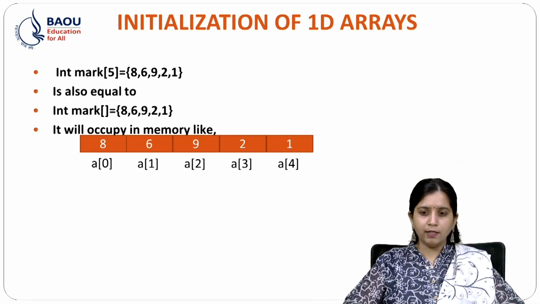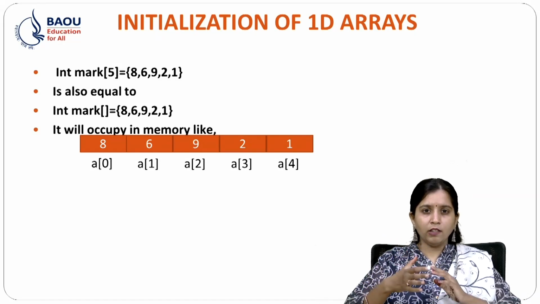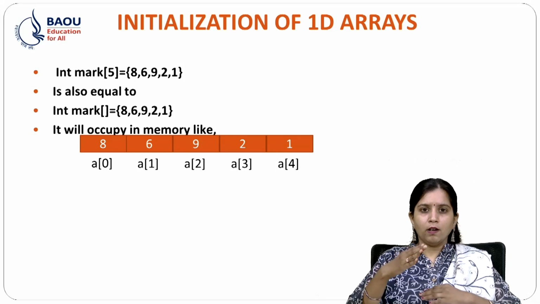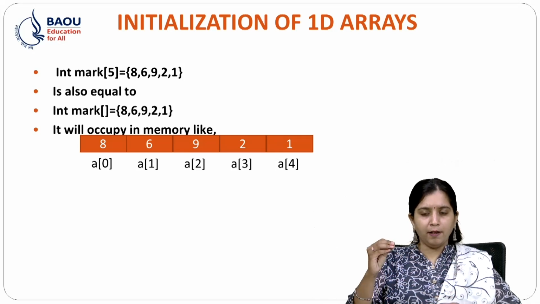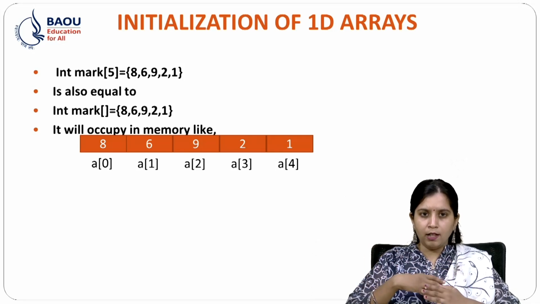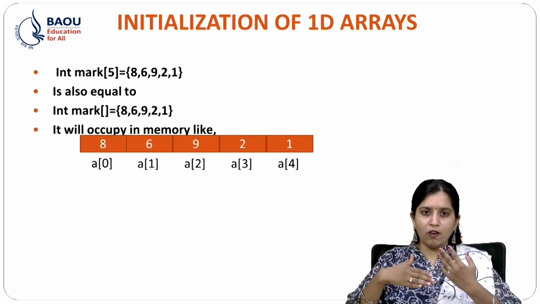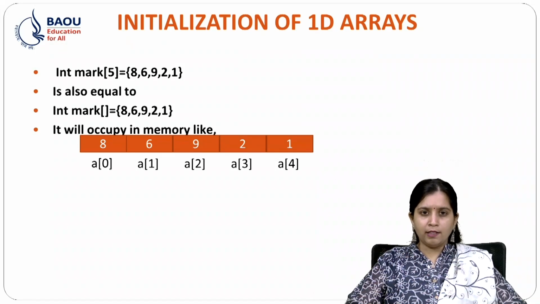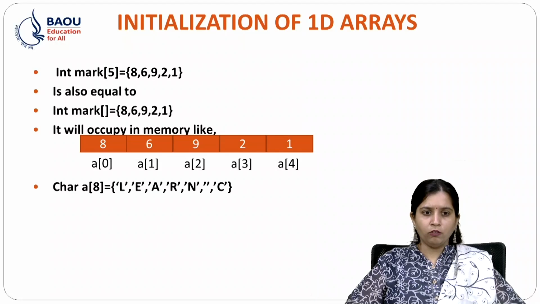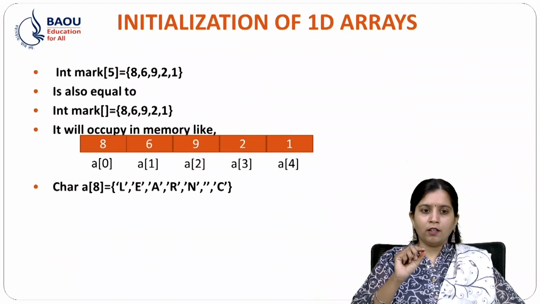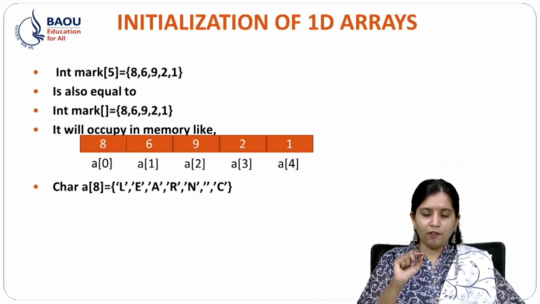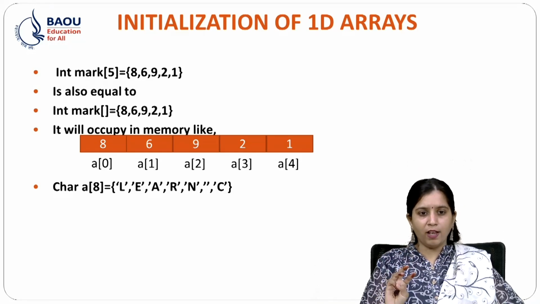So far we have seen declaring simple variables, that is int i. It is also possible to declare an array of several elements. An array is a variable that can hold more than one value. So let's see another example of array, that is char. We have the char data type. In that we have one array which has the name A and which has 8 values.